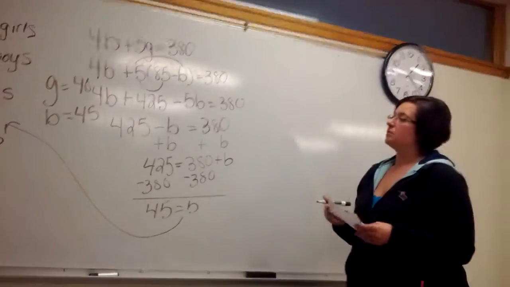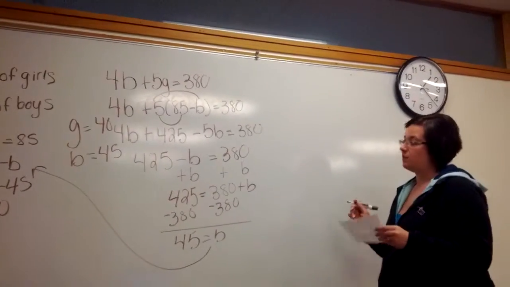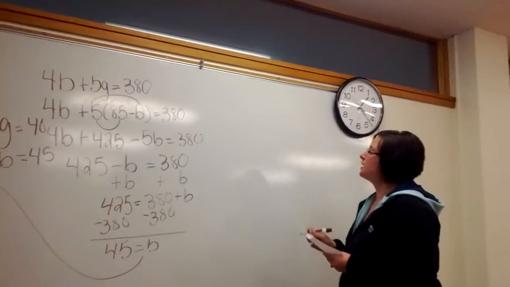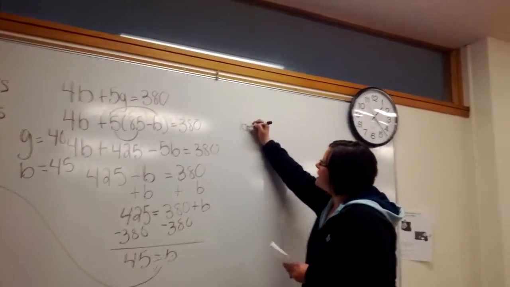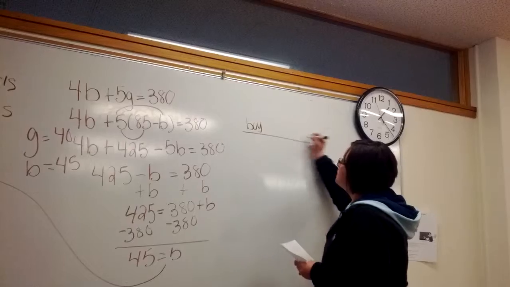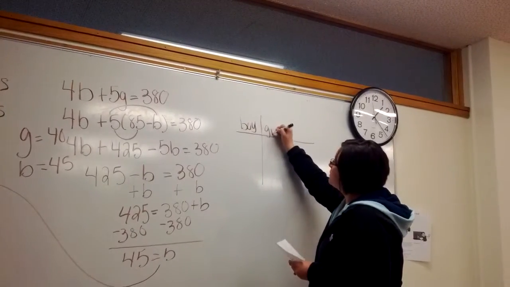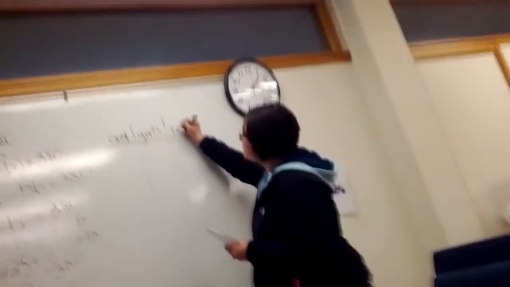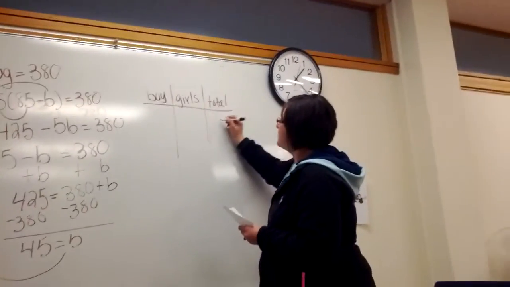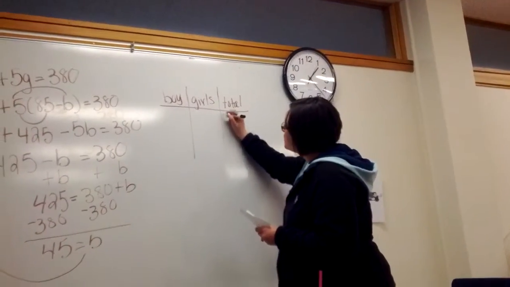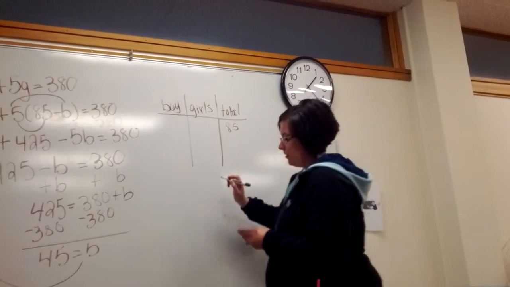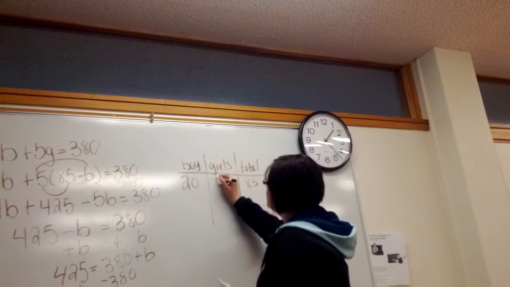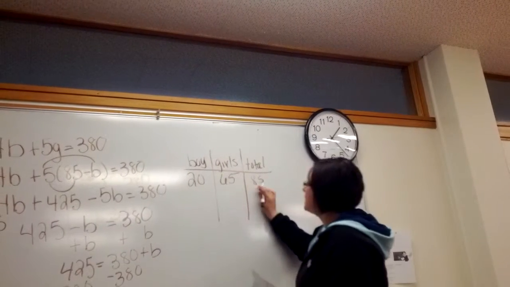And so if this equation is hard for your students to solve, you could also show them a way to do it with a table, which is like a guess and check method. So you would set up the table with boys, girls, and the total number of students there is, and we know that's 85. So you could just have your students pick a number. So if they did 20 for boys and 65 for girls, that equals 85.